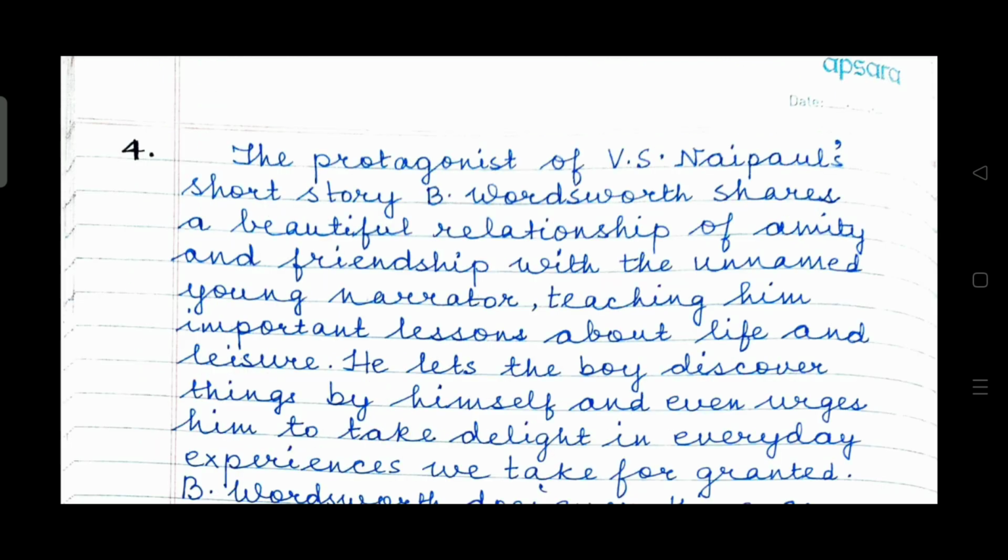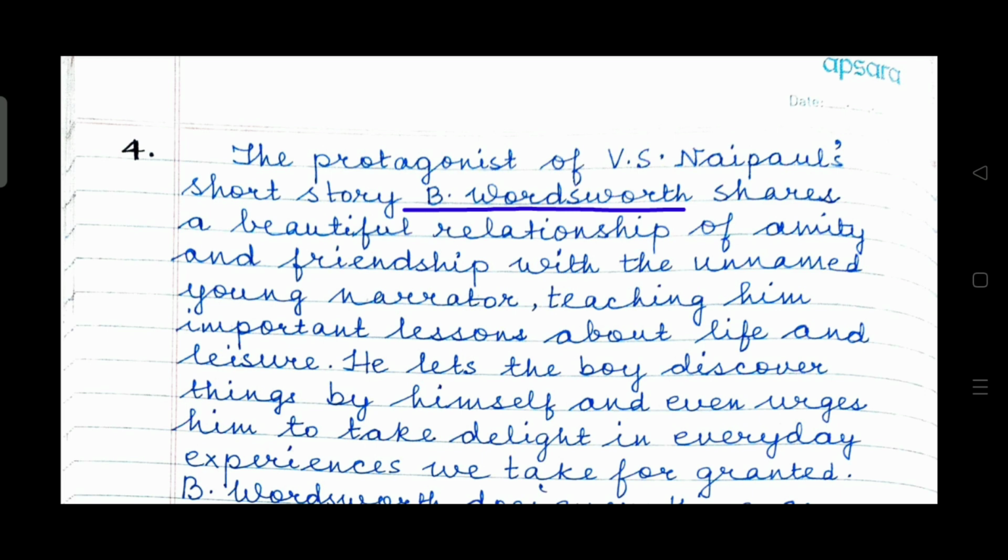The protagonist of V.S. Naipaul's short story B. Wordsworth shares a beautiful relationship of amity and friendship with the unnamed young narrator, teaching him important lessons about life and leisure. Underline the name of the short story B. Wordsworth. Whenever you are writing the name of any literary text, a novel, a play, or a short story, underline the name of the text or put it within inverted commas.